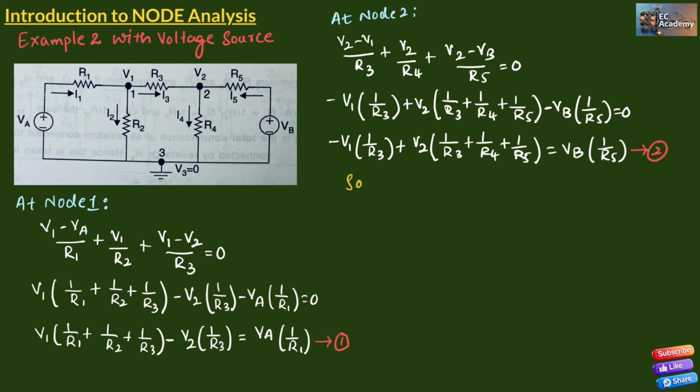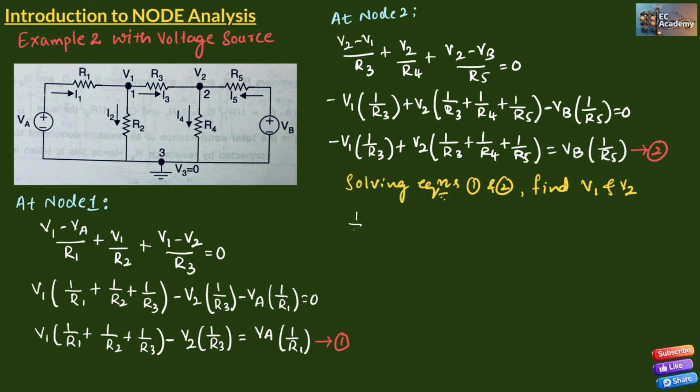Now solving equations 1 and 2 we can find V1 and V2. Once we find the values of V1 and V2, we can easily find the values of branch currents. Now, these equations 1 and 2 can be written in the form of a matrix. First, we can write the terms for V1, V2 in both equations 1 and 2. So, in the first row, let us write for V1 of equation 1.